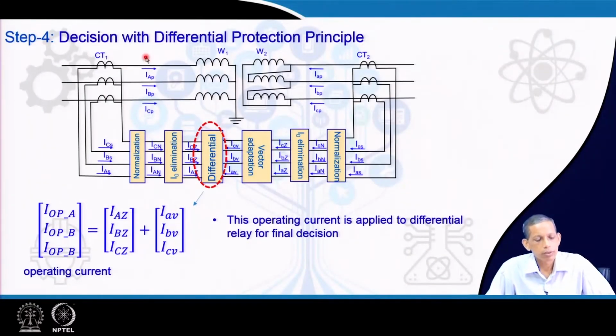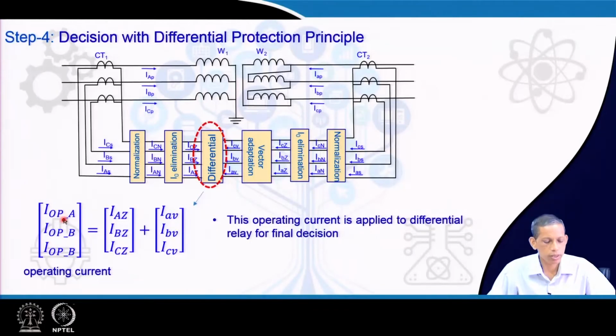Now, the final step is the decision with the differential principle. We already got the vector group and then the CT, and from this side we have the zero sequence elimination. This is the low voltage side, this is the high voltage side, and the middle one is where the differential current is to be calculated and the differential characteristic principle has to be applied.